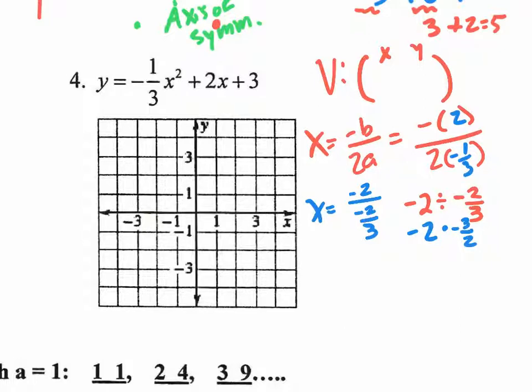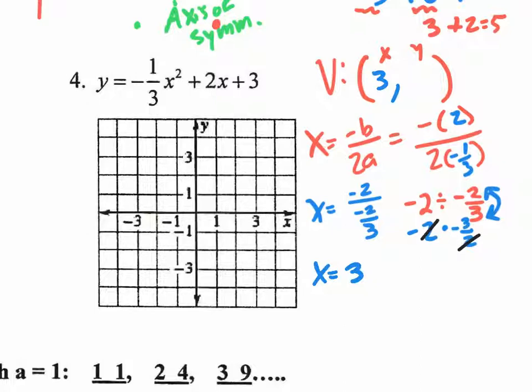When you divide by a fraction, you can multiply by the reciprocal by flipping that fraction. So a negative times a negative is a positive, and the 2 cancels with the 2. So your x value really is positive 3. I hope that makes sense. When you divide by a fraction, you really multiply by its reciprocal. So the x value is positive 3.